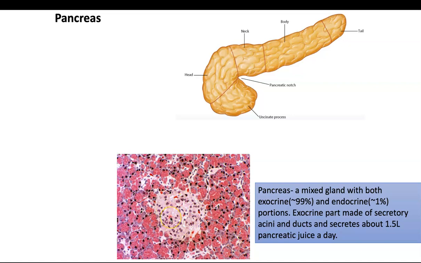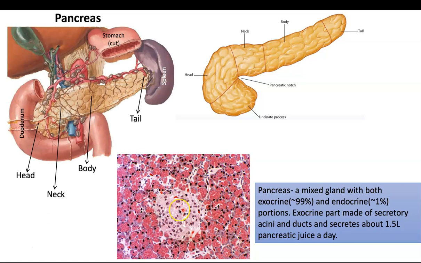Islets of Langerhans is also absolutely important because this is the endocrine part of the pancreas, and they secrete very important hormones like insulin, glucagon, somatostatin, like that. So that is the function of the endocrine pancreas.